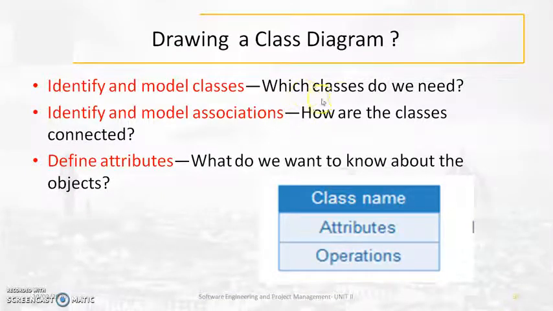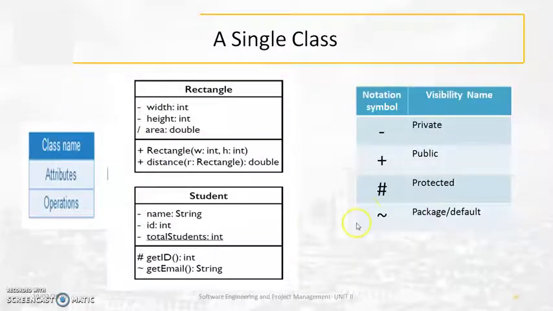Then, to draw a class diagram, first we need to identify the classes, their relationships and attributes. So identify the class models: which classes do we need? Identify the model associations, that is, the type of associations. Define the attributes which are present in each particular class. Then these are a few examples of a single class.